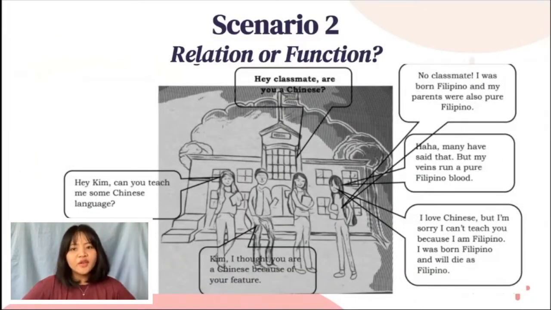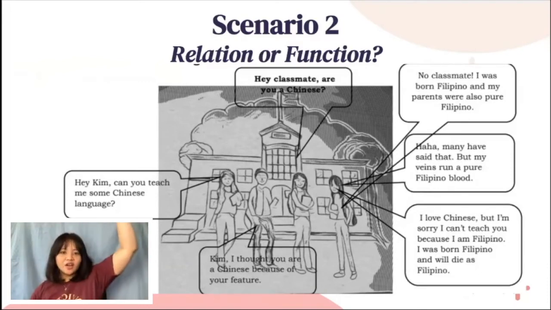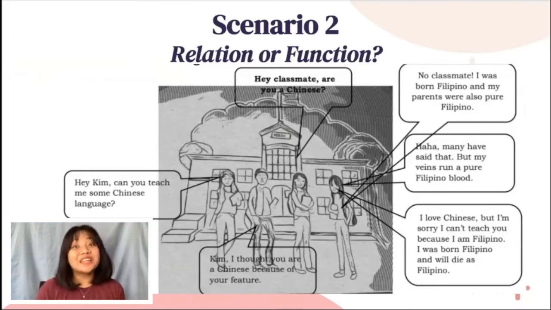Meron tayong 4 friendships. Hey classmate! Are you Chinese? No, classmate. I was born Filipino, 3 stars in the sun. So, nationality could also illustrate a function. We expect that at least one person has one nationality. Let's say si Kim, o yung interview nila dyan kung Chinese ba. Si Kim is the domain and her nationality is the range. Therefore, there is a one-to-one relationship. Kasi si Kim, sabi niya, Filipino lang naman daw siya. Since Kim was born and lives in the Philippines, she can never have multiple nationalities except Filipino.